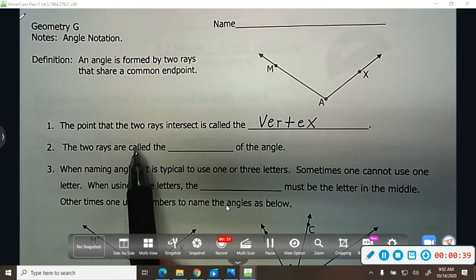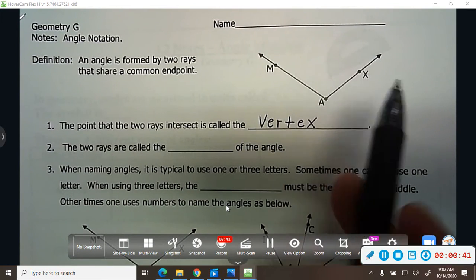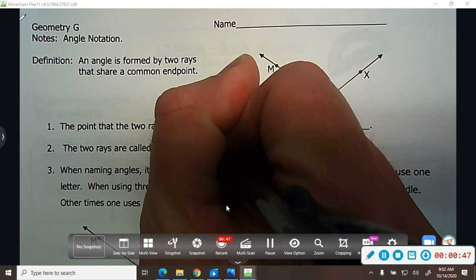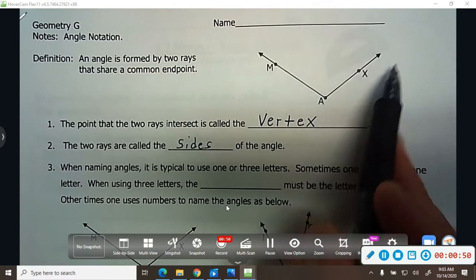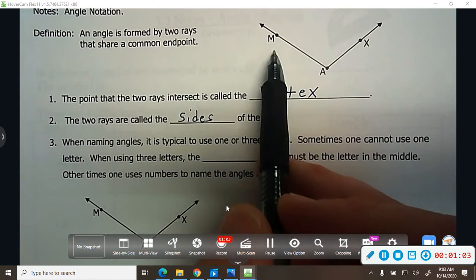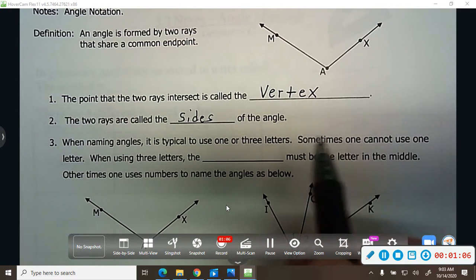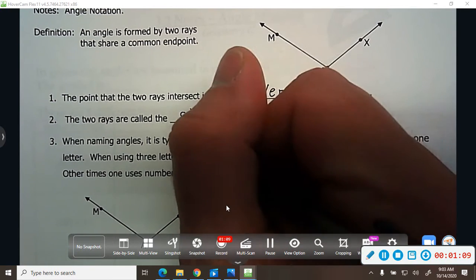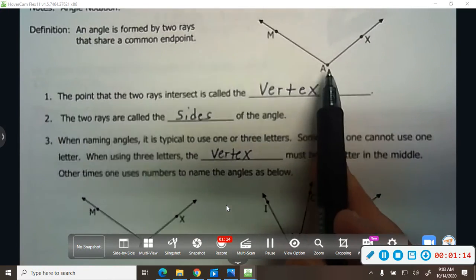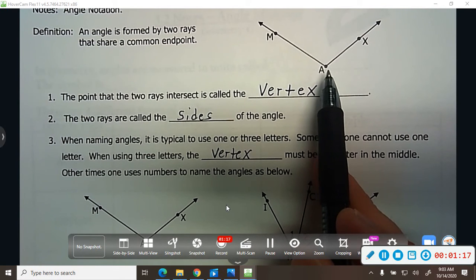Now the two rays, so the AM and the AX, we just call that the sides of the angle. So you have the side, the vertex. And when naming angles, it is typical to use one or three letters. Sometimes you cannot use just one letter. When using three letters, so like if I'm calling this angle by MAX, it's important that the vertex must be the letter in the middle. So when you're naming your angles, the vertex must be in the middle.